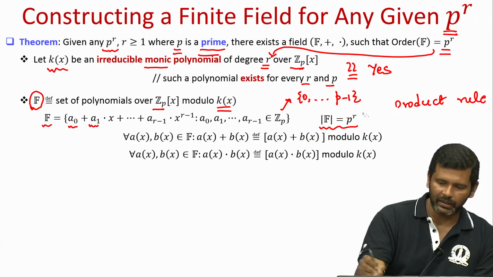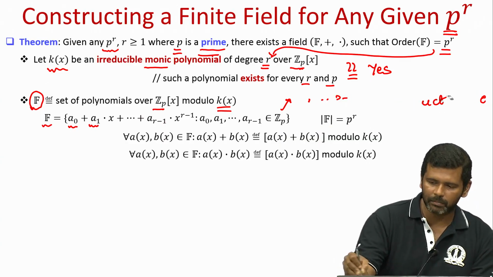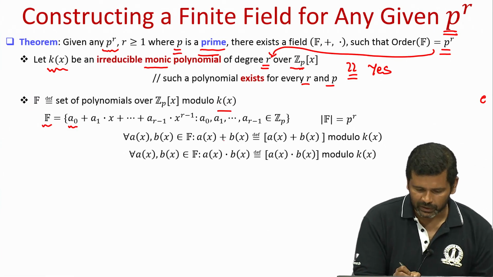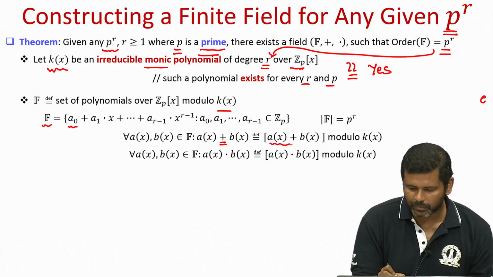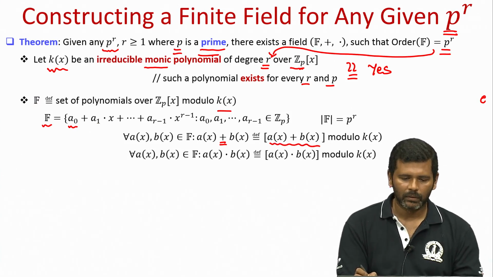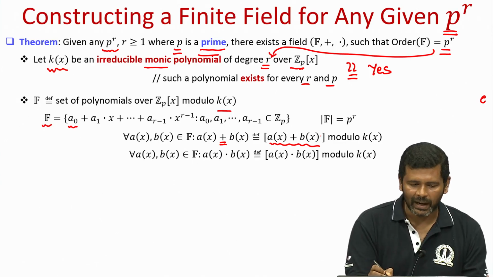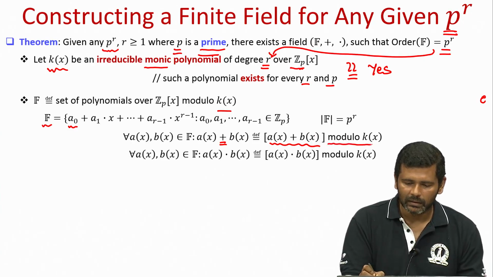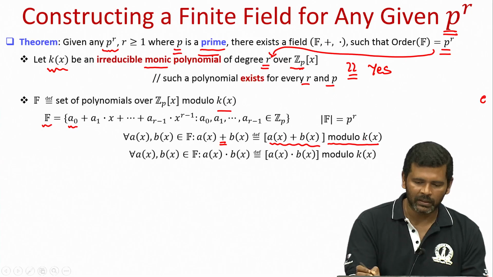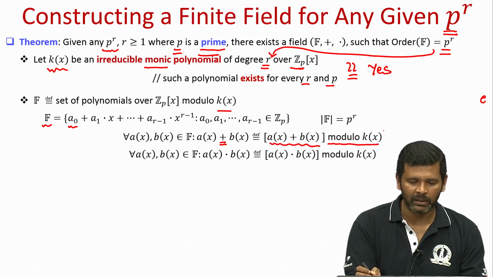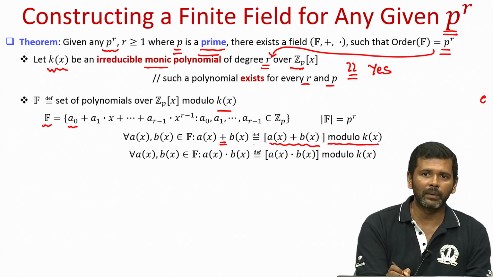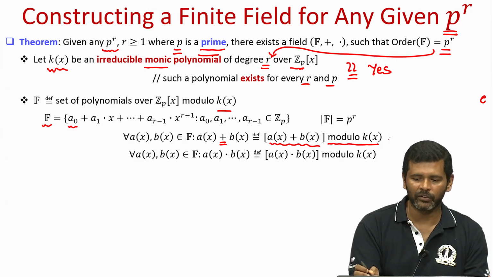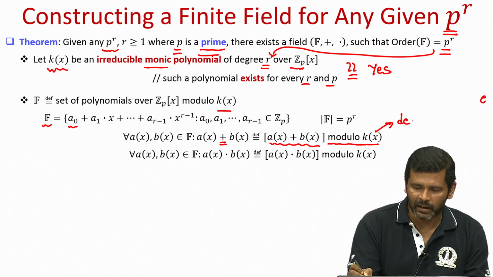So, I have defined my collection F, now I have to give the definition of the abstract plus operation and the abstract dot operation. My plus operation here is defined to be the addition of polynomials where the coefficients are added as per Zp, namely addition modulo p, and then I take the resultant polynomial modulo the irreducible polynomial. That will ensure that my resultant polynomial will have coefficients over Zp and its degree will be at most r minus 1, because the degree of k(x) is r.